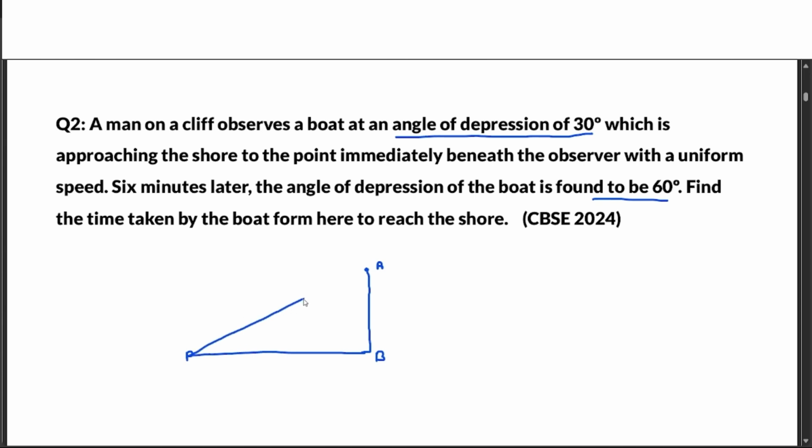This one is observing. Now this is the point of the observer. Here the angle of depression is 30 degrees, so this is your 30 degrees. Now the boat is moving forward again, and it has now reached the point Q.